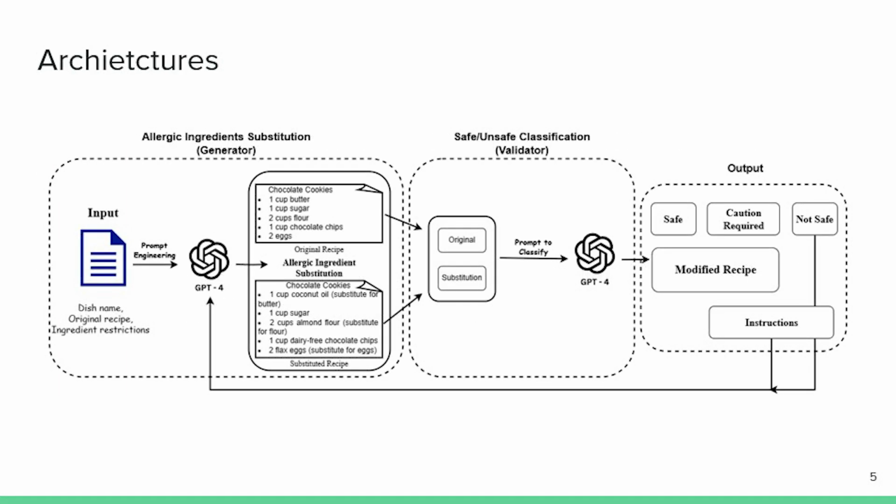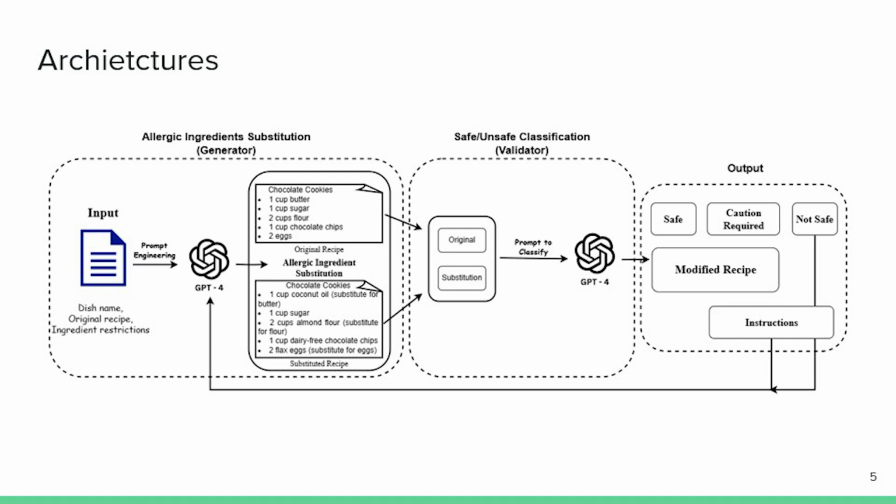Let's break down our architecture into two parts, one generator and one validator. The user first has to input three things: the dish name, the original recipe, and their special requirements into our generator to get our modified new recipe. And here, the validator will assess the modified recipe on its rawness, safeness, and tastiness, and categorize it into 1 out of 3 levels, which are safe, caution required, and not safe.